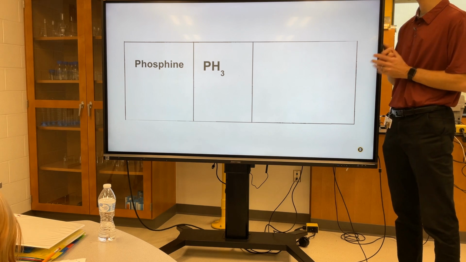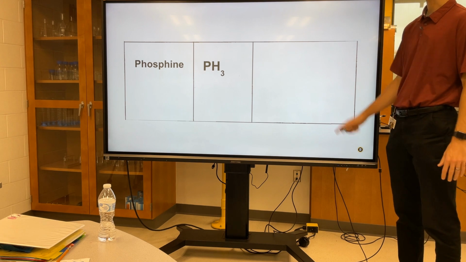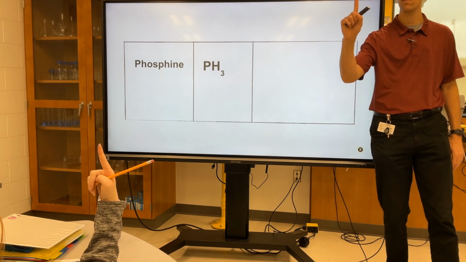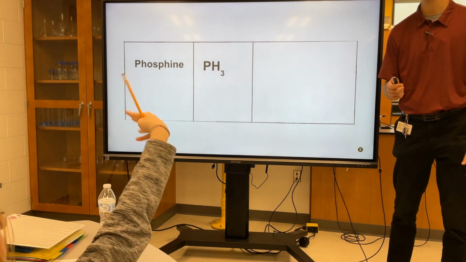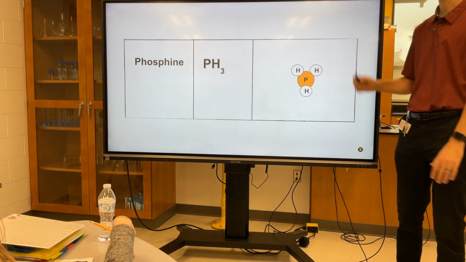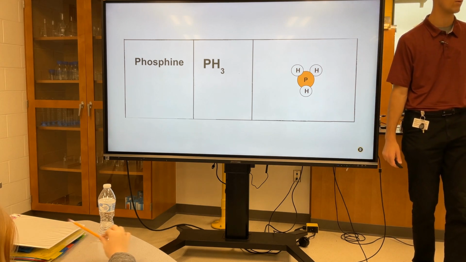Last one is phosphine, which is PH3, okay? How many P's should you have? Show me with your fingers, please. How many P's? Just one. How many H's? Show me with your fingers. 3 H's. So it should look like this. That one's fairly simple, right?